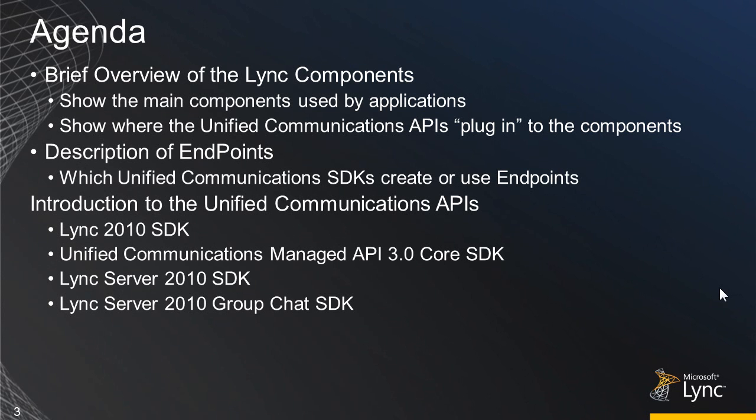We'll then spend some time on a brief introduction to the Link APIs themselves: the Link 2010 SDK, which is on the client side; Unified Communications Managed API 3, which is where you build middle-tier applications; the Link Server SDK, which actually installs application code on the Link server itself; and then we'll talk about the Link Server 2010 Group Chat SDK, which you use to build applications that interact with the group chat components of Link.